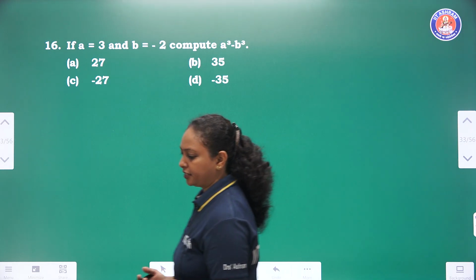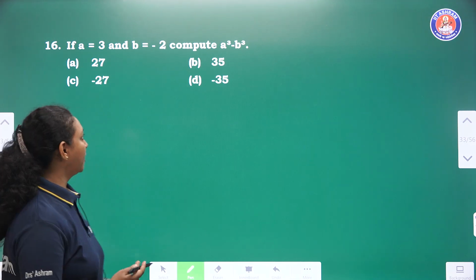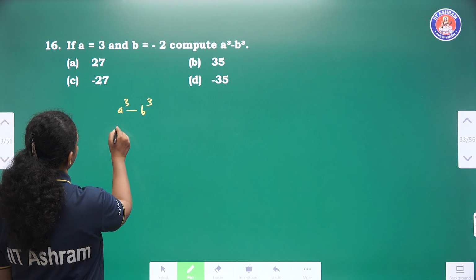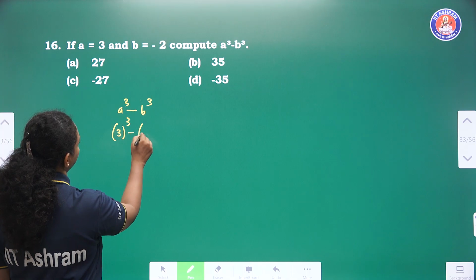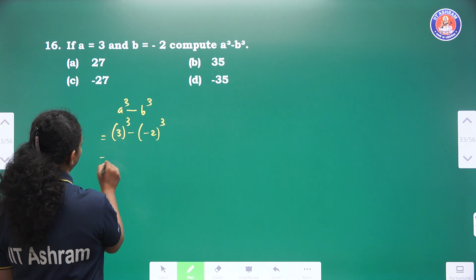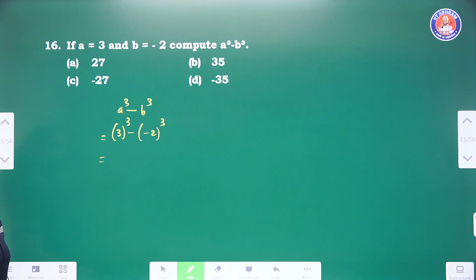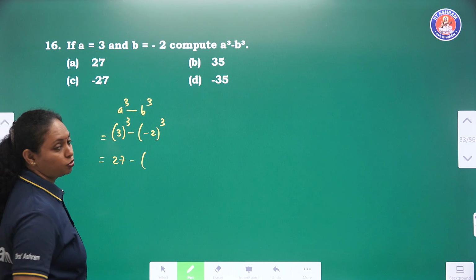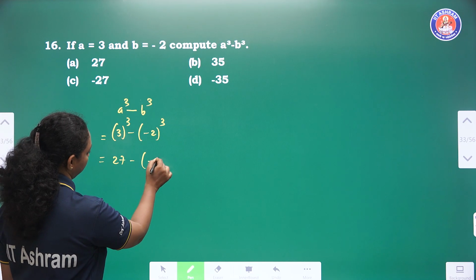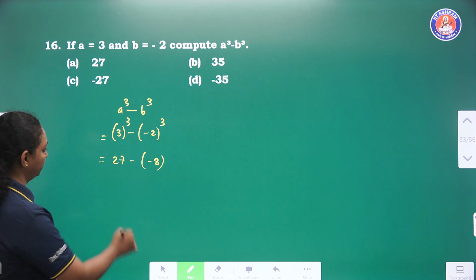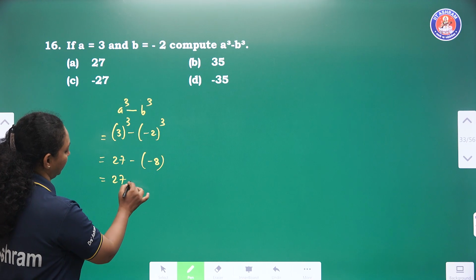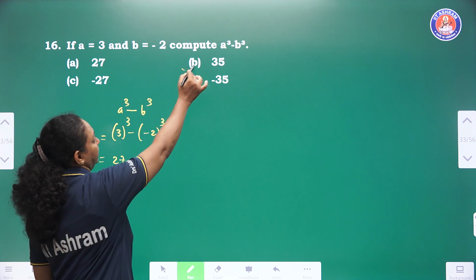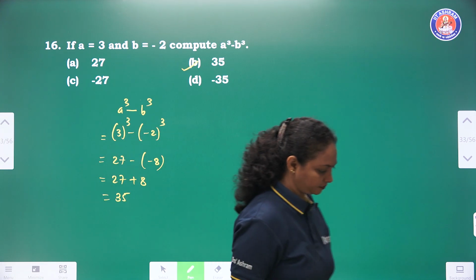You have to compute by substituting the values given to you: a cube minus b cube. If a is equal to 3, so that is 3 cube minus 2 cube. You have to look at this sign, okay? 3 cube is what? 27 minus 2 cube. A negative number repeated an odd number of times, the product is also negative. So it is 27, and now this minus becomes plus. So 27 plus 8 is what? 35. So which option is correct? Option B, that is 35. Clear?